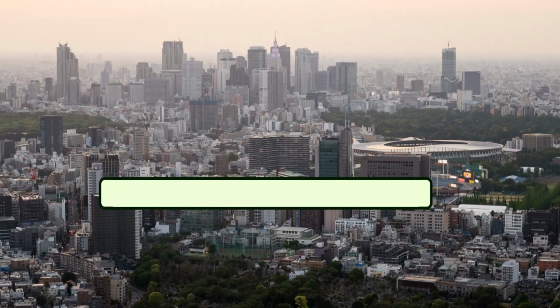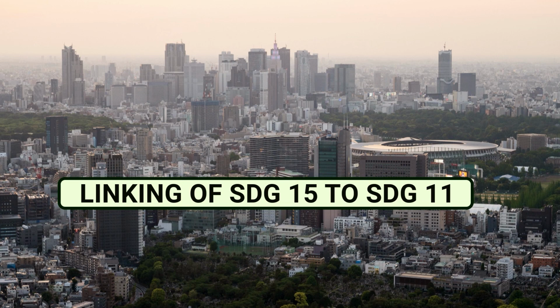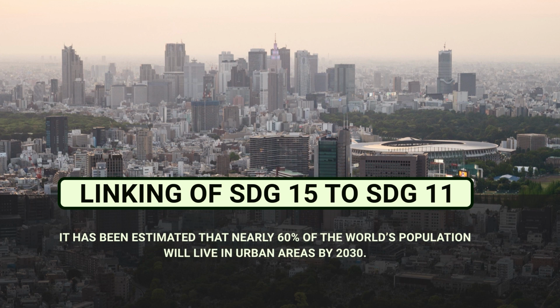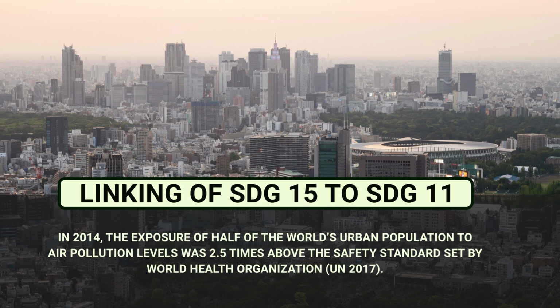If we talk about the linkage between SDG 15 and SDG 11, that is sustainable cities and communities, here we can see that it is projected that 60% of the world population will reside in urban areas by the year 2030. And as the urban population is increasing, so is the pollution load, specifically the air pollution. The urban residents are subjected to a high load of urban air pollution, which is causing various kinds of respiratory diseases such as asthma, bronchitis and so on.